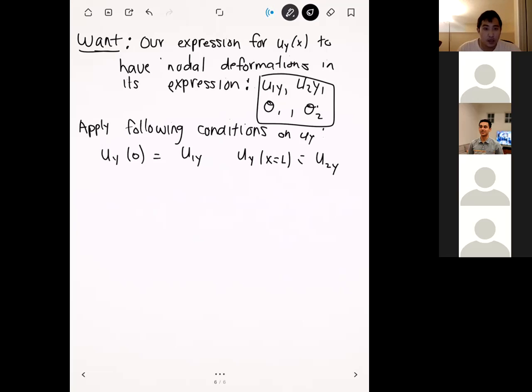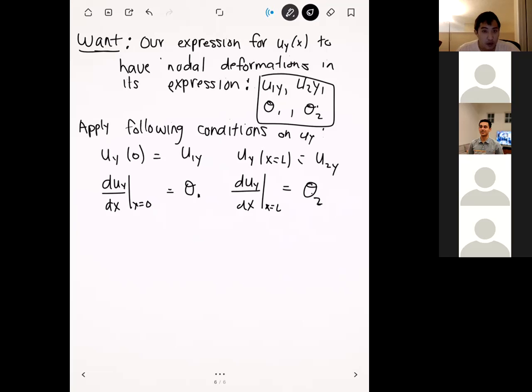And let's see how we get the nodal rotations, okay? And so the first nodal rotation is going to be obtained by taking the derivative of uy with respect to x and setting that equal to theta 1. Okay. And then the same thing that we can do on the right side of the beam, we can take the derivative of uy with respect to x, set x is equal to L, and that will give us theta 2. Okay.